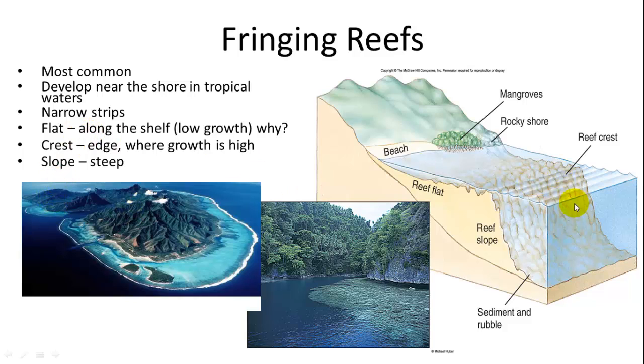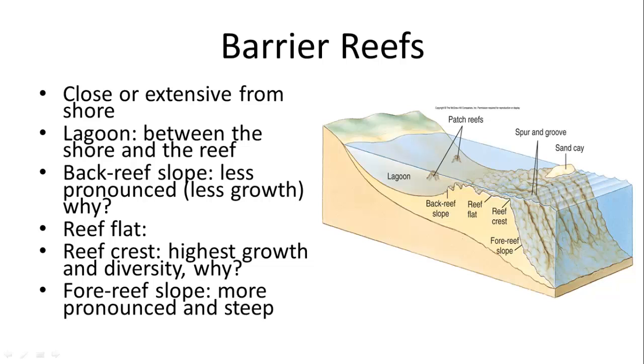They form along the flat part, the reef flat, and then you have some which also form among the reef slope. At a certain point, it'll become too deep and they can't form past that. So these are generally close to the land masses. Barrier reefs are interesting. These are close to the shore, but some of them can be very, very far away from the shore.